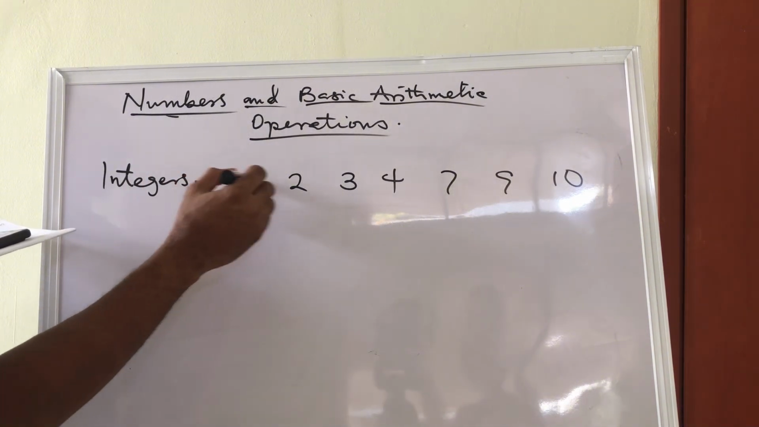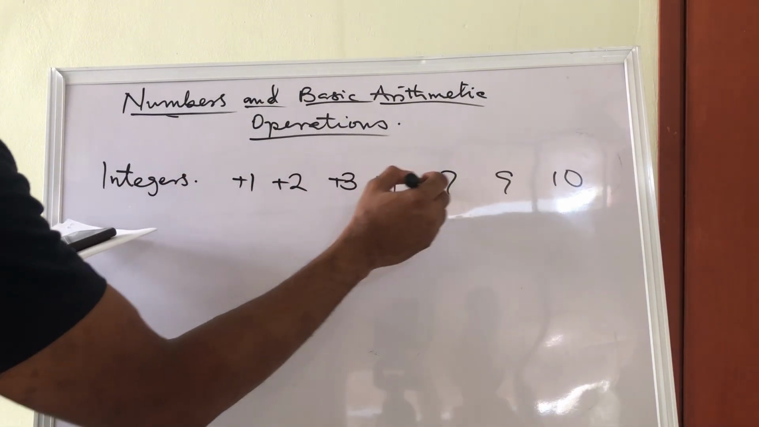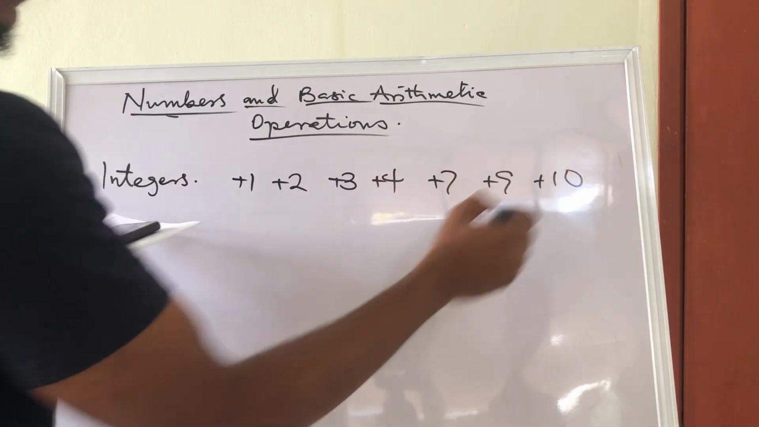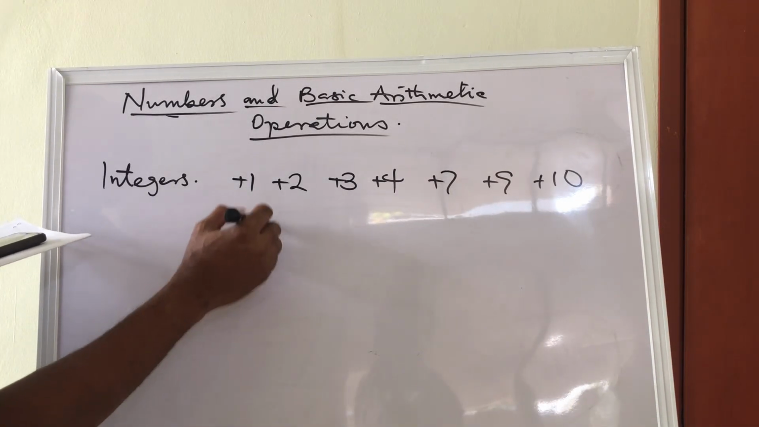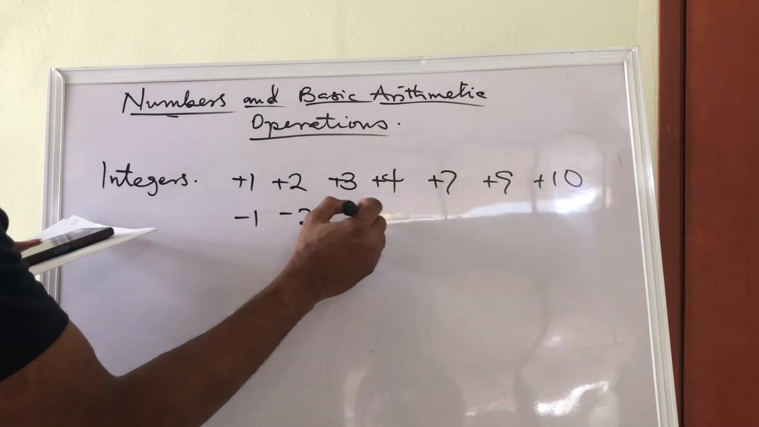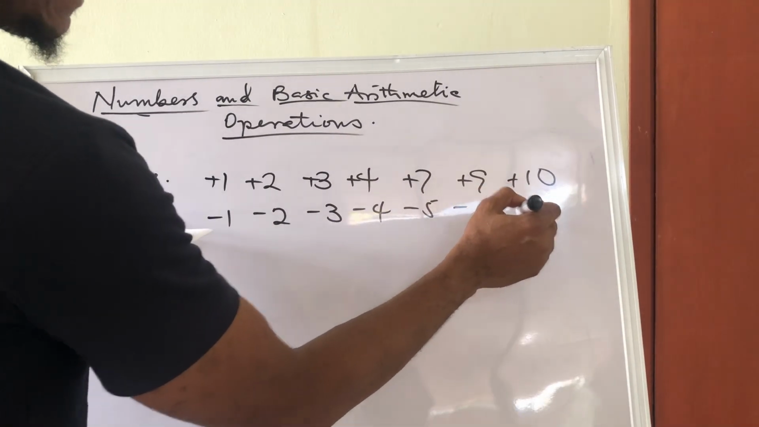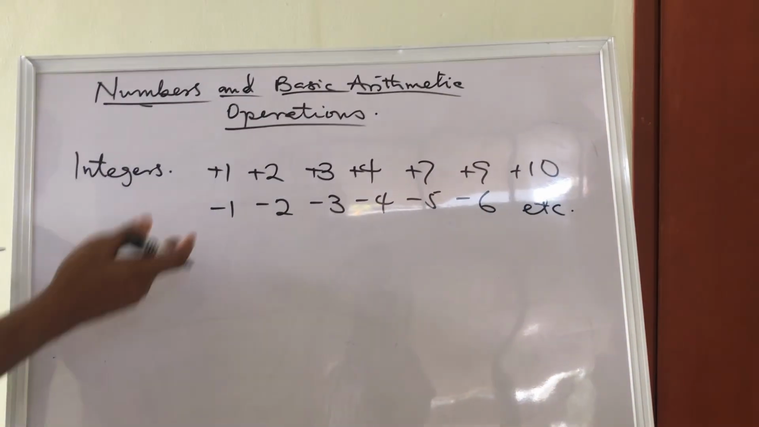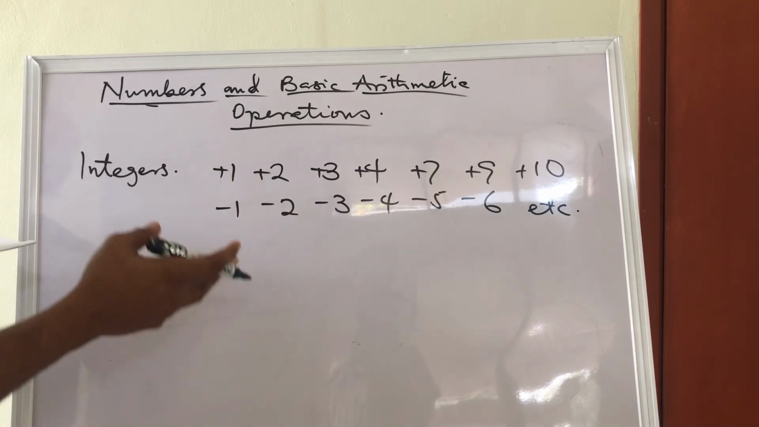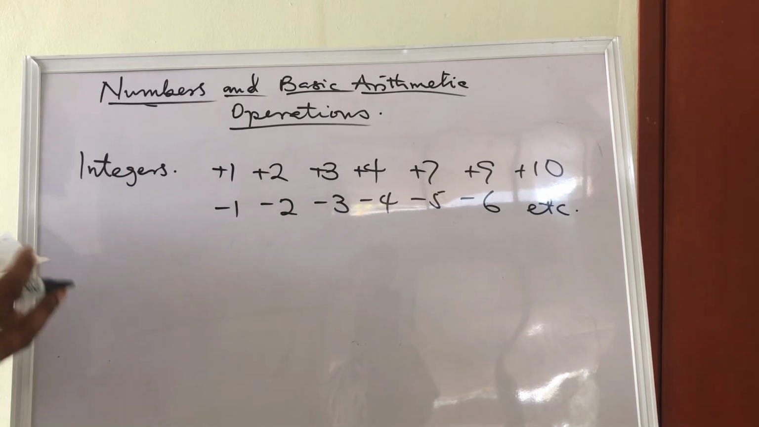So positive ones, we put positive values like this. So these are positive integers. And you can have negative integers like -1, -2, -3, -4, -5, -6, and so on. So these are negative integers, but they are whole numbers. So integers are whole numbers, which can either be positive or negative.